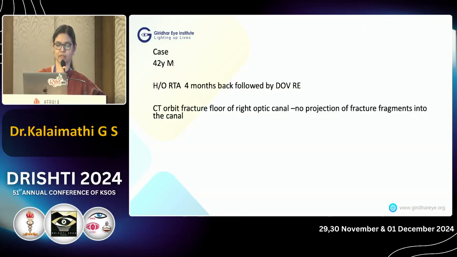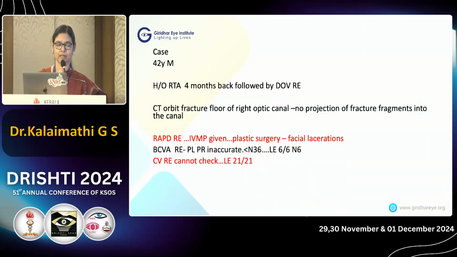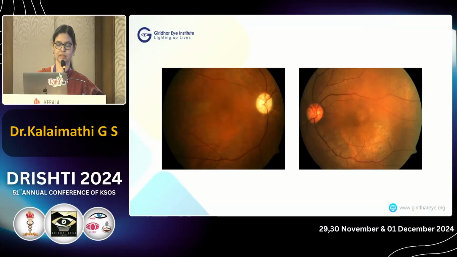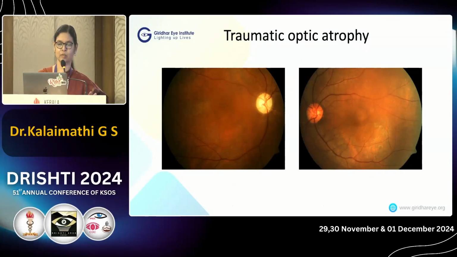The second case, a 42-year-old male, history of RTA 4 months back, defective vision right eye, CT orbit fracture floor of right optic canal, RAPD right eye, IVMP given, vision right eye PL PR inaccurate and left eye normal. This is the fundus picture. Again, this is right eye optic atrophy. This is primary optic atrophy because there was no previous disc edema, and the pathology is behind the disc. From the history itself we can make out it's a clear-cut case. This is a traumatic optic atrophy.